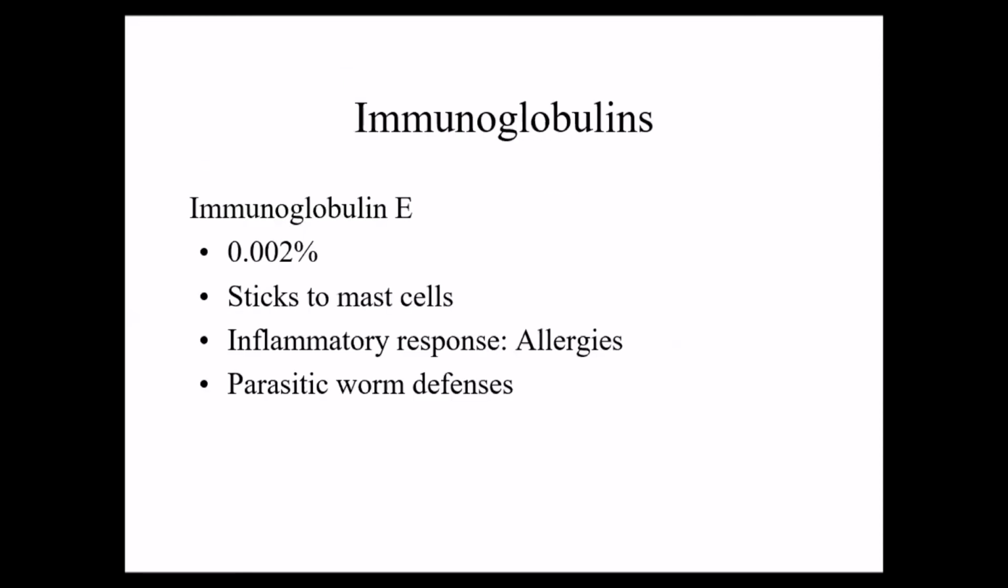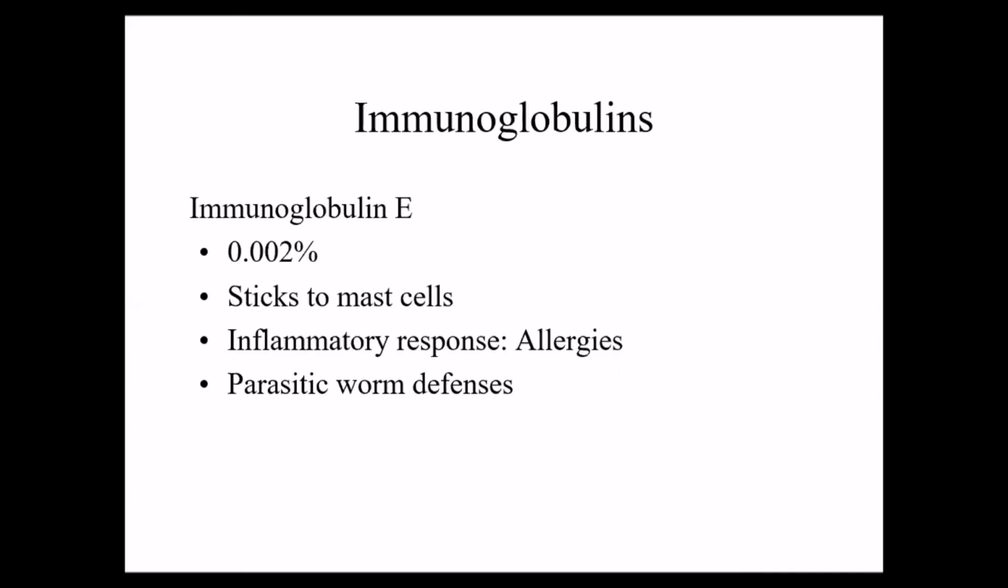The last one, IgE, immunoglobulin E, has a very low concentration. This particular antibody, when it's released, will bind to mast cells and also basophil cells. These help to produce your inflammatory response, releasing chemicals like histamine and other chemicals that cause allergic type reactions. So if you have allergies, sometimes you have an overproduction of IgE.